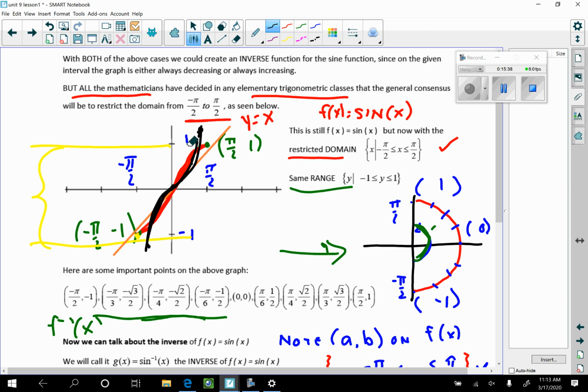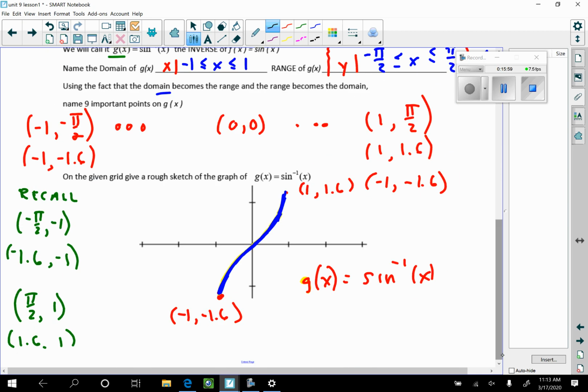And no one's ever going to ask you to do that, but I just want you to realize that, yes, indeed, this inverse is a reflection of the original about the line y equals x, but they're so close to the line y equals x, if you did this with a graphing calculator, you cannot tell the difference.